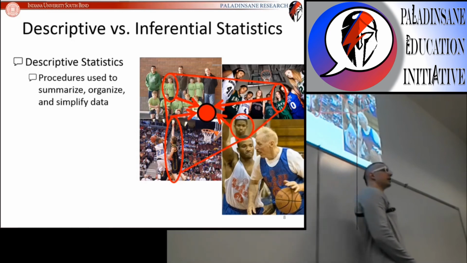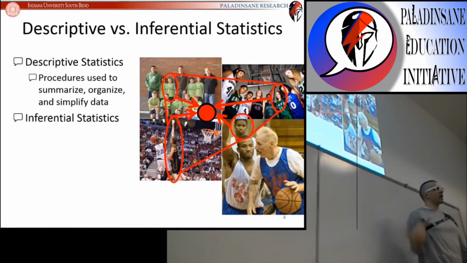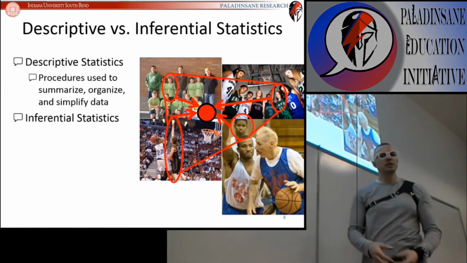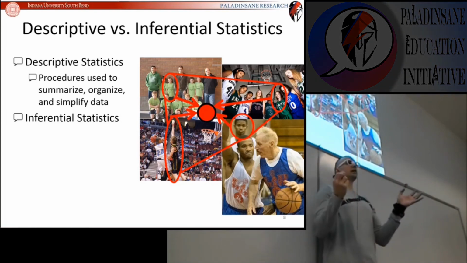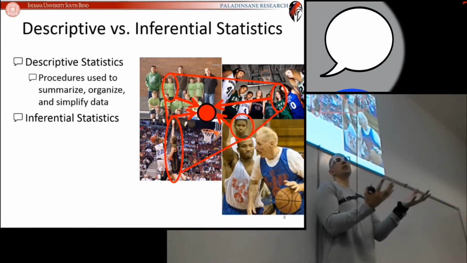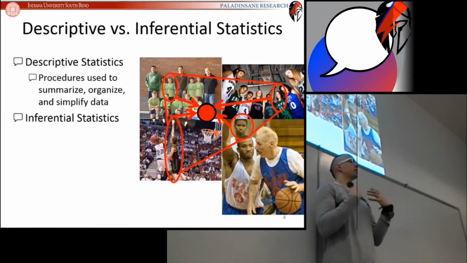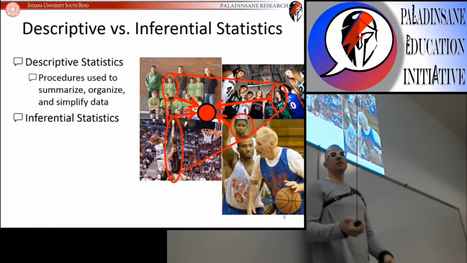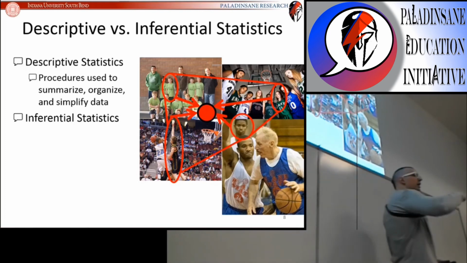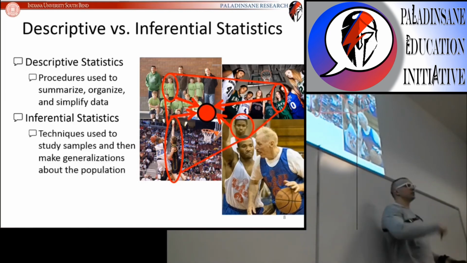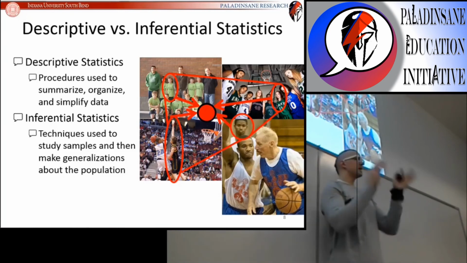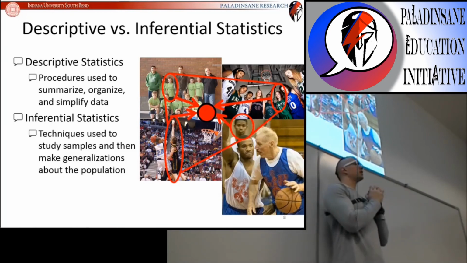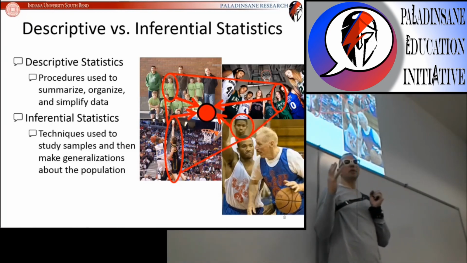The other side of statistics, which we're going to do in the second half of this course, is inferential statistics. And inferential statistics is where the power of psychology comes from. It's where the ability of psychology to help people comes from, because inferential statistics is where the techniques are that you use to go from a sample of individuals and make generalizations about the population.